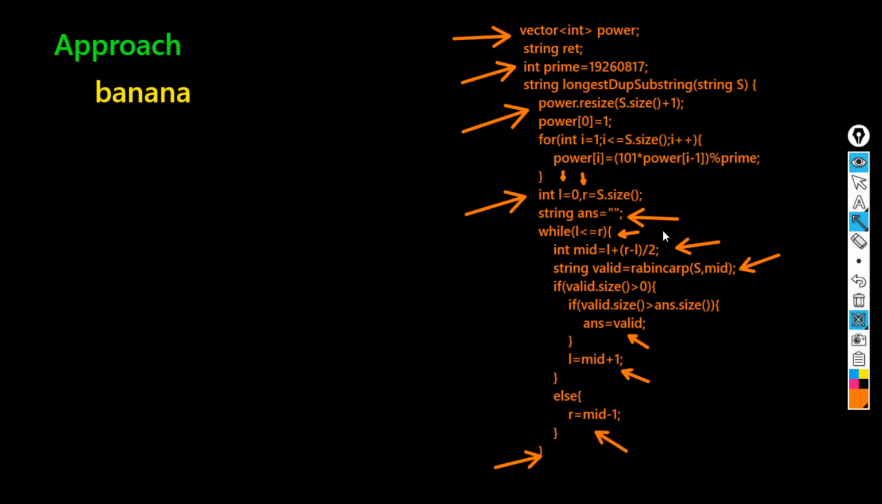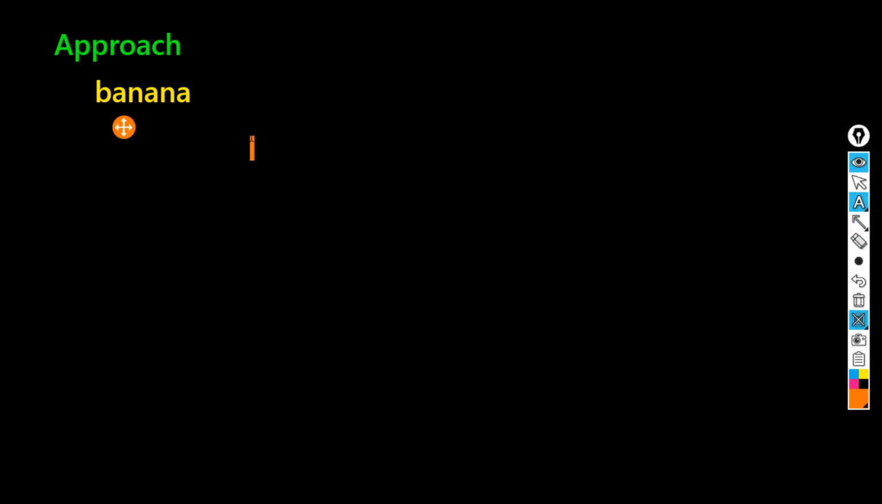Now we will look at our main part, which is the Rabin Karp method. Before seeing the solution of the Rabin Karp function, we will first understand how we will solve this using all three parts. First is binary search, second is hashing, and third is Rabin Karp.